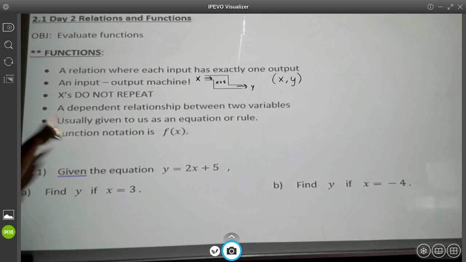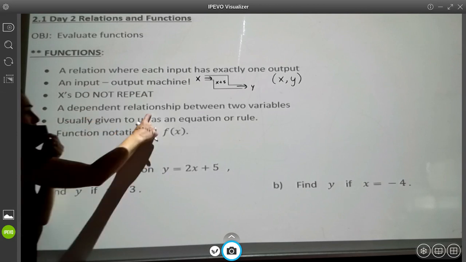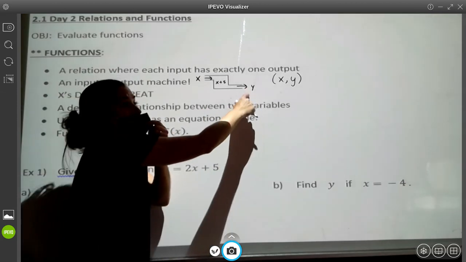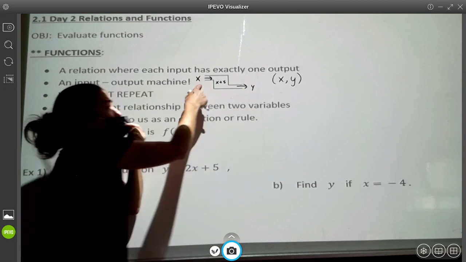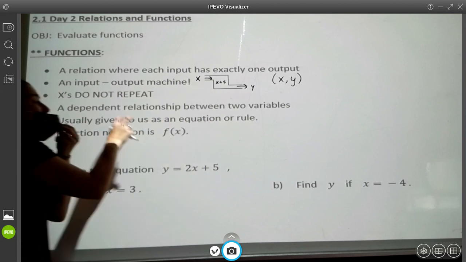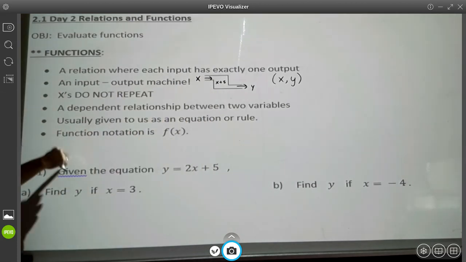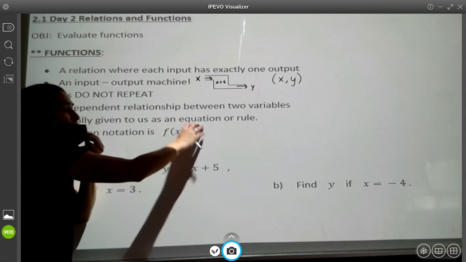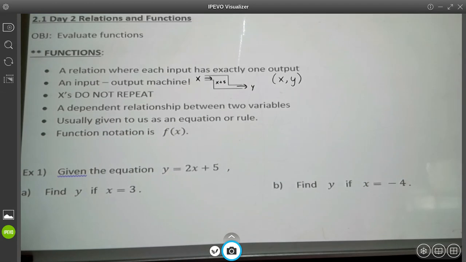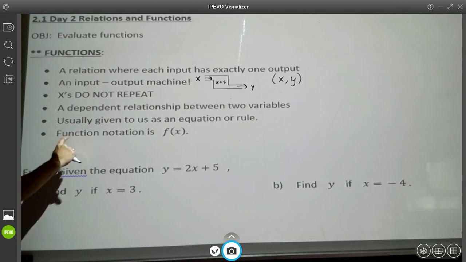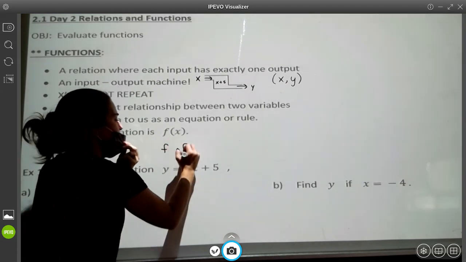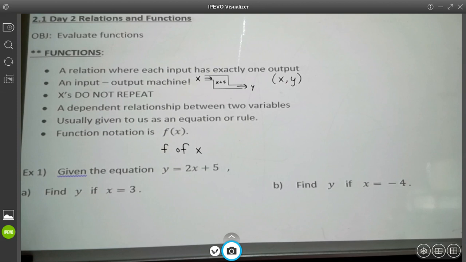Some people would say that a function is a dependent relationship between 2 variables. It is dependent. Your y, your output, always depends on your x. What did you plug in? The output always depends on the input. It's usually going to be given to us from now on as some type of equation or written mathematical rule, like x plus 5. And then they're going to use function notation. This is f of x. That's how you read function notation.